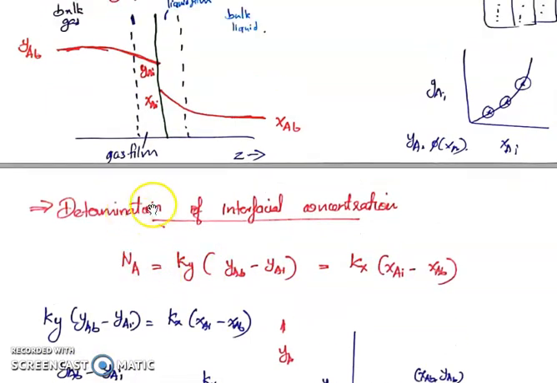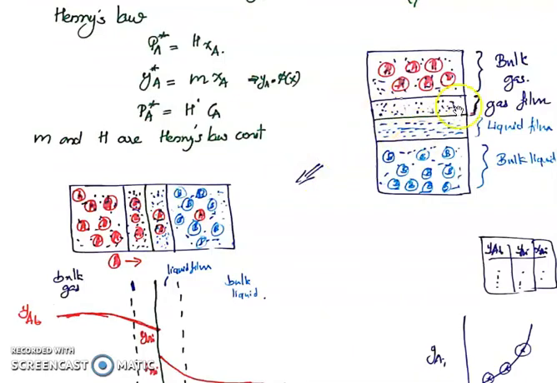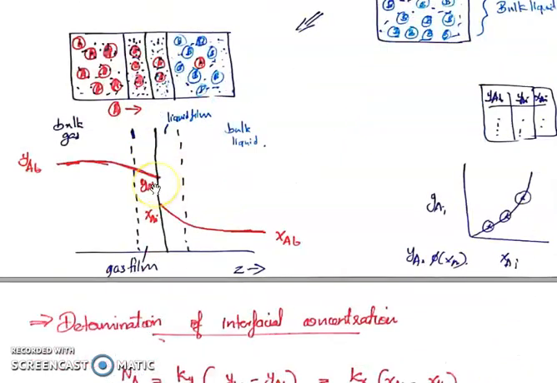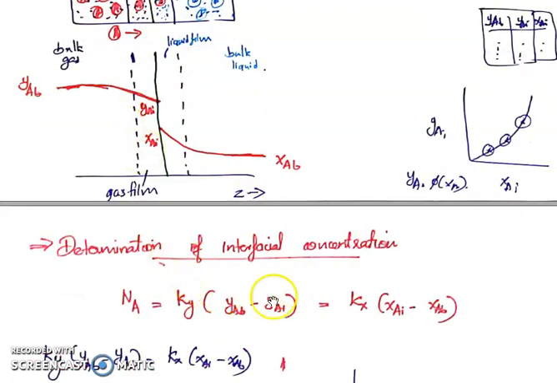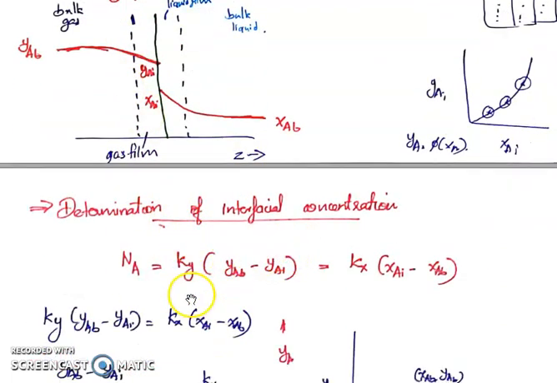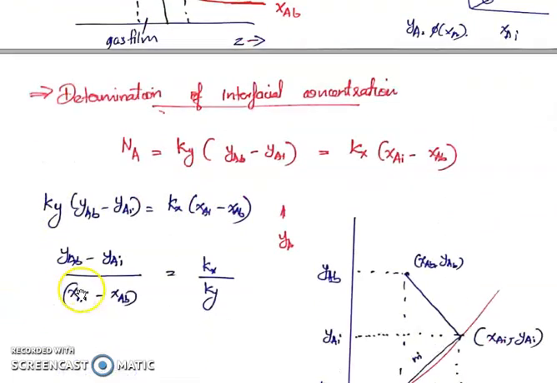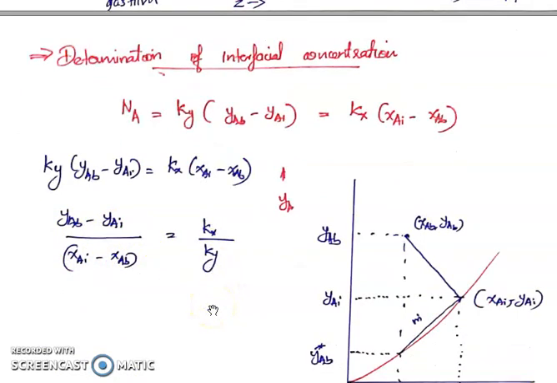But since we have assumed the system to be in equilibrium and the operation is steady state, there is no accumulation in any of the films. So these two quantities should be equal. Let's equate them, and I get (YAB minus YAI) by (XAI minus XAB) is equal to Kx by Ky. Let's try to solve this graphically.